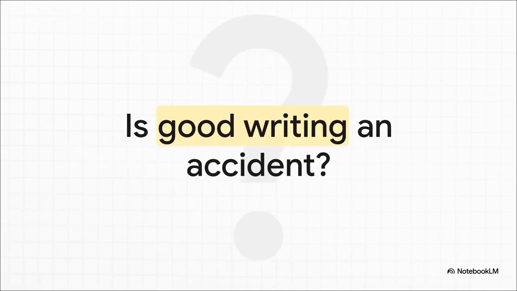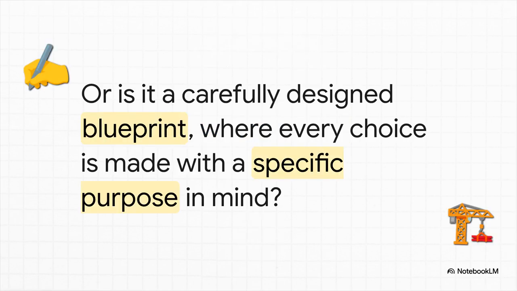So, think about it. When a piece of writing really works, is it just a happy coincidence? Did the author just get super lucky and all the words fell into the right place? Or is it something else entirely? Is it more like an architect's blueprint where every single choice, from the foundation all the way up to the paint color, is intentional and has a specific purpose? That's the idea we're diving into.